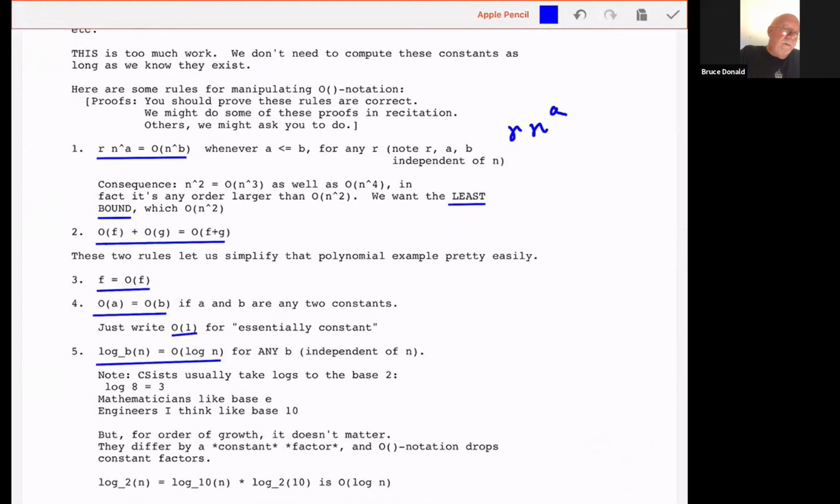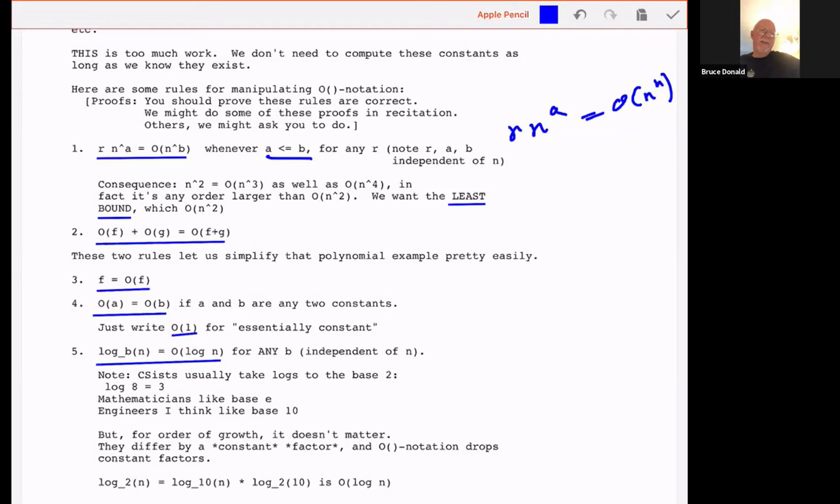Well, when is this thing in n to the b? Well, that's true whenever a is less than or equal to b. And this is true for any r as long as r, a, and b are independent of n. If they grow at the same rate as n or as a function of n, then all bets are off. You need a different rule.